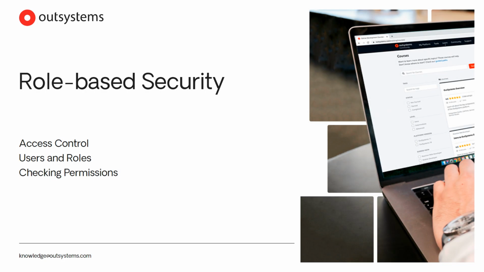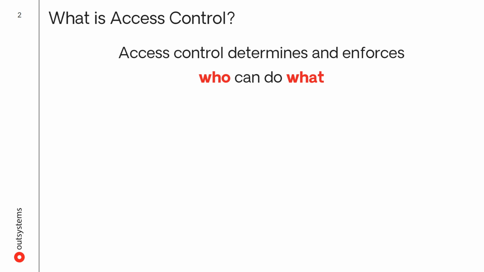In this session, we will introduce role-based security and access control in OutSystems. We will start by defining what access control is, and why it's important. Then, we will talk about end users of our apps, as well as roles and how we can use them to grant permissions. We will finish the session with a discussion on the several ways to check for user permissions in OutSystems apps. So, what is access control?